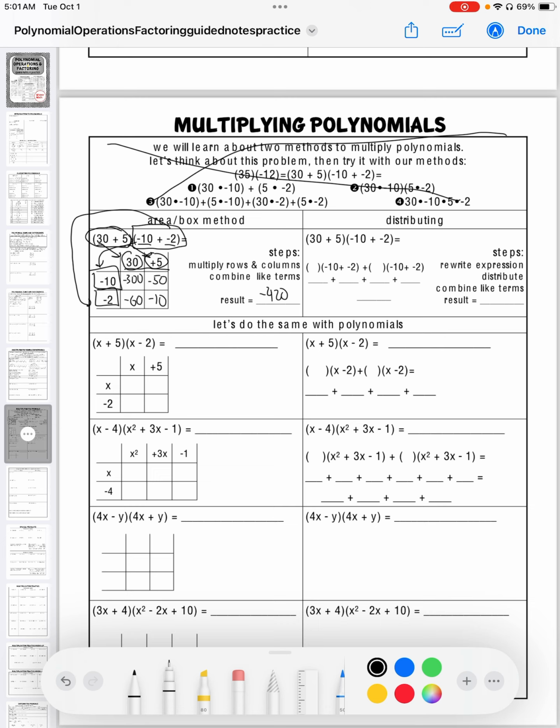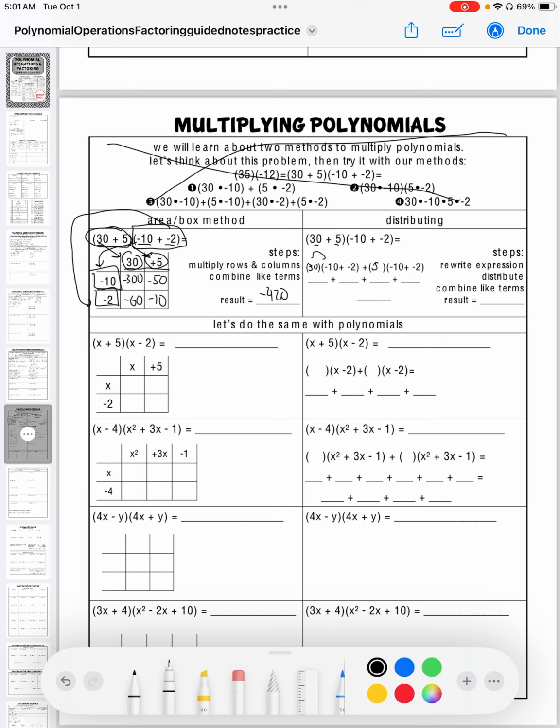Another way of doing this is to do distribution, but since we have multiple terms in front of this pair of parentheses, we're going to need to distribute twice. So we're going to distribute 30, and then we're going to distribute 5.